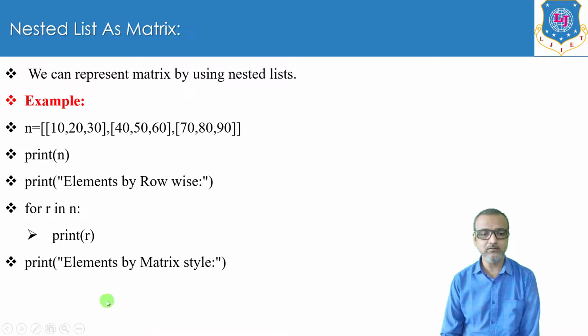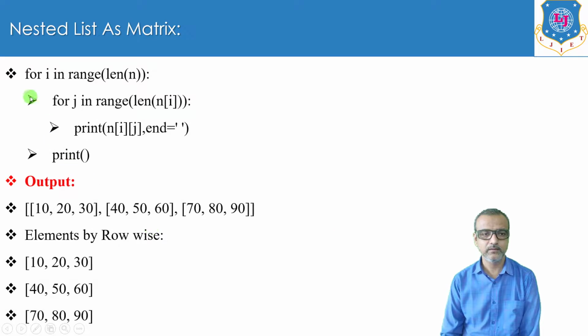Now we will see how to print elements by matrix style. For i in range(len(n)). So what is the length of n? That is 3 in this case. So the value of i will be 0, 1 and 2. For j in range(len(n[i])). So what is the value of i first over here? That is 0. So what is len(n[0])? That is this one, so we have 3 elements. So what are the possible values of j? That is 0, 1 and 2.